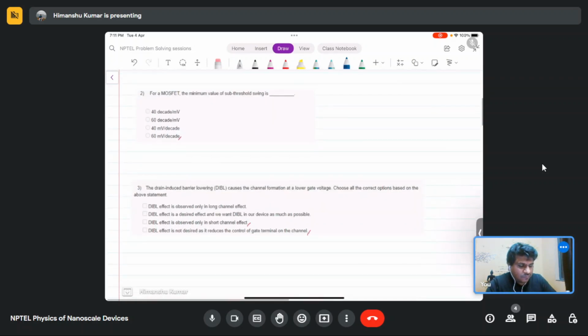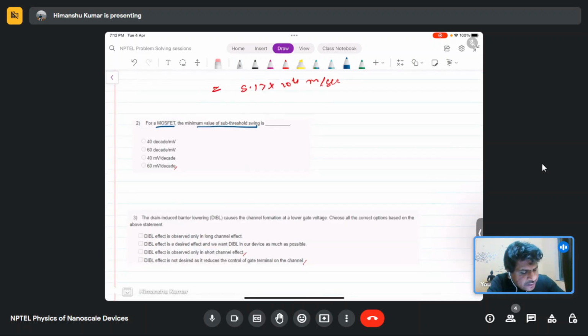The next problem asks: for a MOSFET, the minimum value of subthreshold swing is? So what is the subthreshold swing? If we draw the ID versus VGS characteristics, basically the transfer characteristics, on a linear scale, then up to Vt there is a very small current. The x-axis is the gate to source voltage, and the y-axis is the drain current.